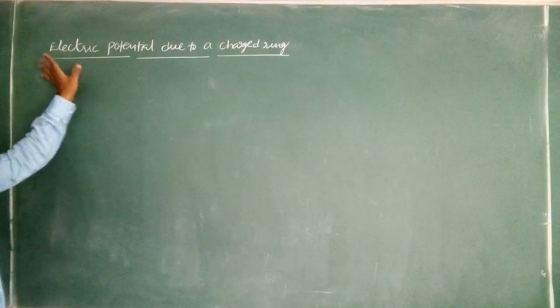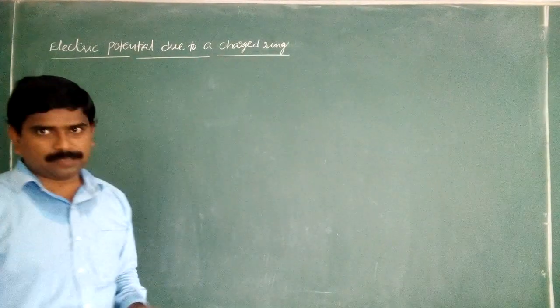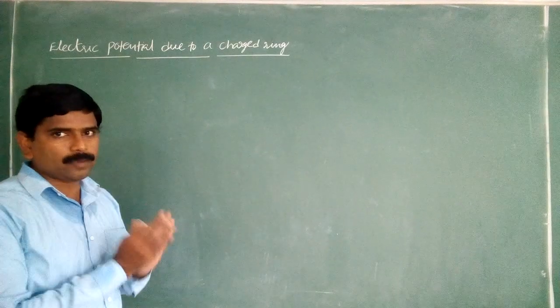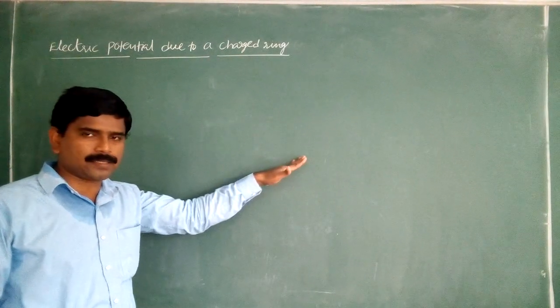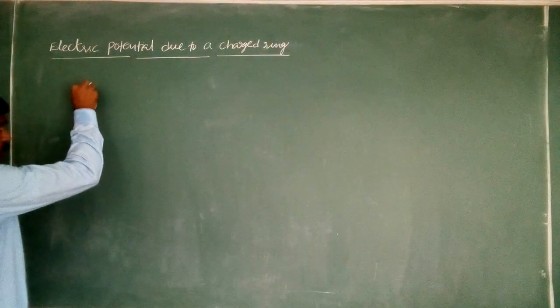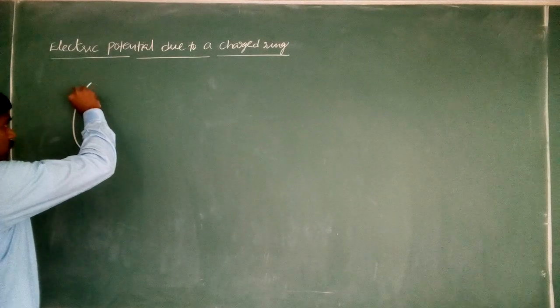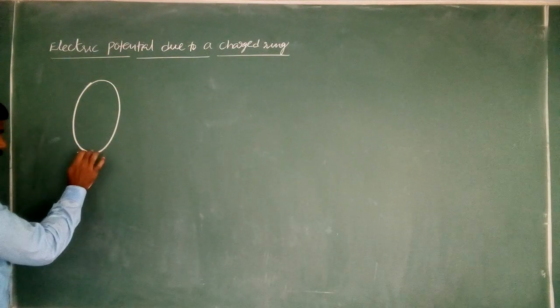Right. So the next one is the electric potential due to a charged ring. What is the electric potential due to a charged ring at a point on its axis and at the center? One by one we will discuss that. Here I am taking this one as a charged ring.